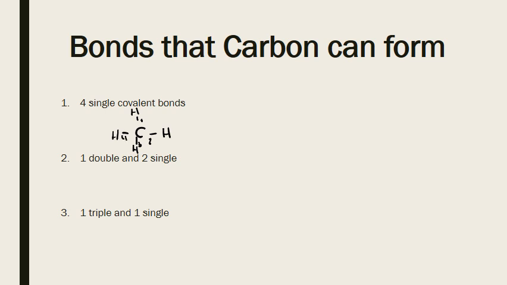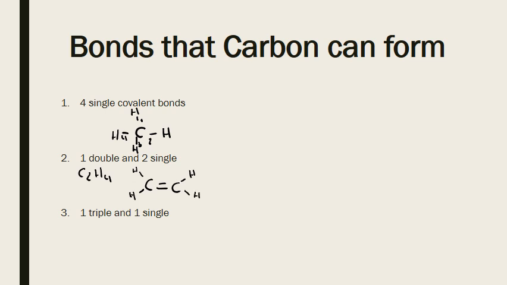Okay? It can form 1 double and 2 single bonds, such as in C2H4. So this is the double bond. Remember, it's got 4 valence electrons, so it forms 4 bonds. This is the first one, this is the second, and this is the double bond. So 1 double bond and 2 single. There are the 2 single for this carbon, and the 2 single for this carbon.